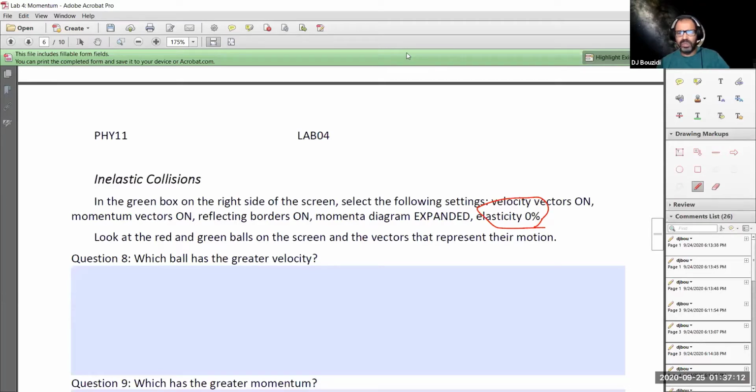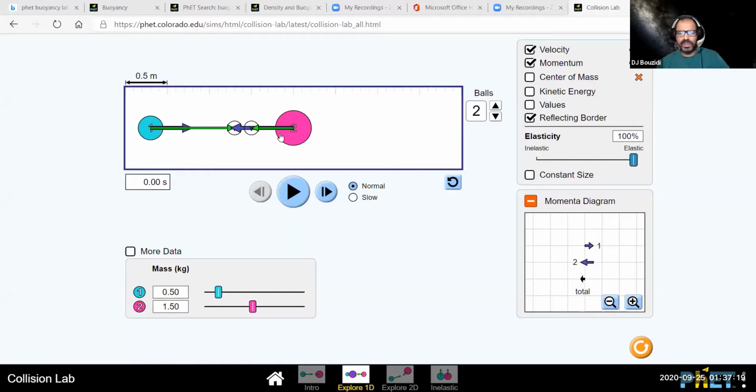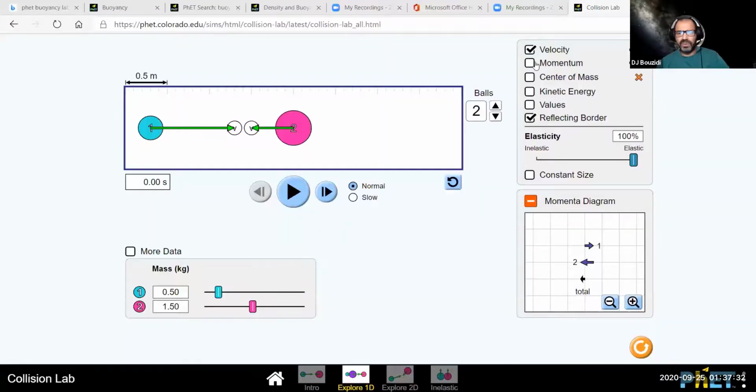You can go back into the screen and look at it and tell me which one has the greater velocity. If you're confused because there are so many arrows, remove the momentum momentarily to see which of these two lines is bigger. Okay, which one has a higher velocity? Is it the green one or is it the red one? You should be able to tell from the size of these velocities.